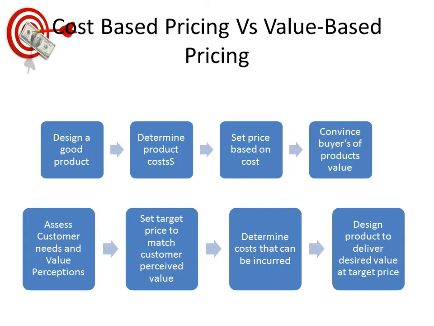Here's the block diagram which shows how cost-based pricing works and how value-based pricing works. Cost-based pricing starts from designing the product and then finally deciding the price based on the cost. Whereas in value-based pricing, we start by assessing customer needs and their value perceptions. We understand the price the customer is willing to pay, and then we determine and manage the cost so that this price can be given to the product.